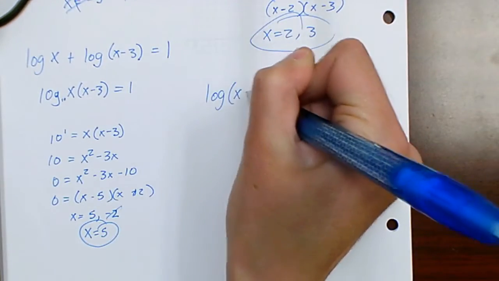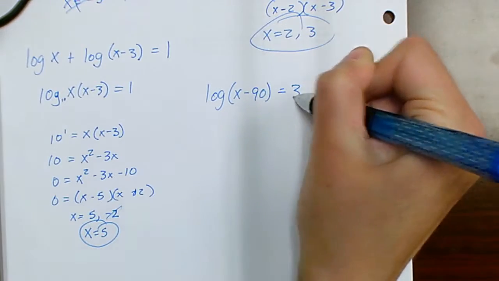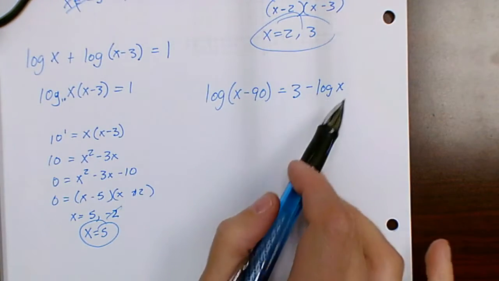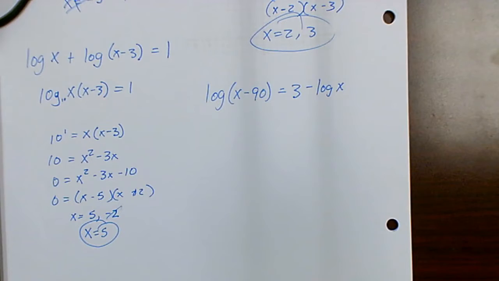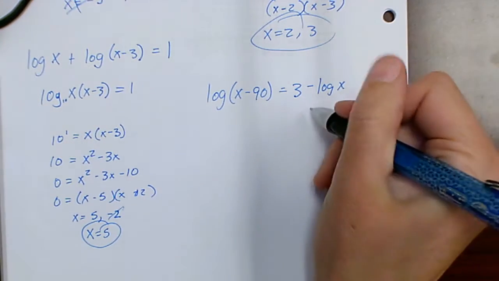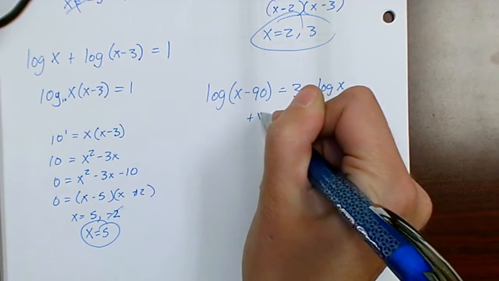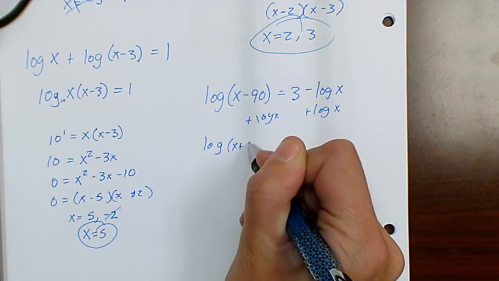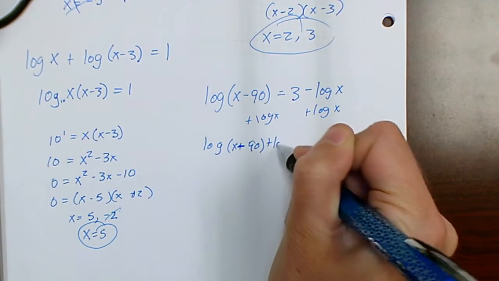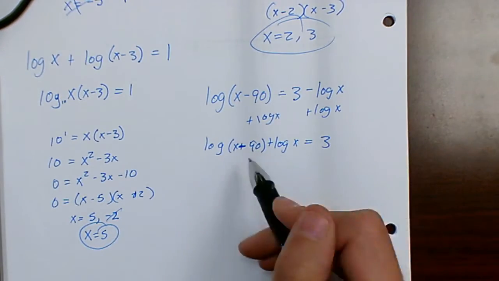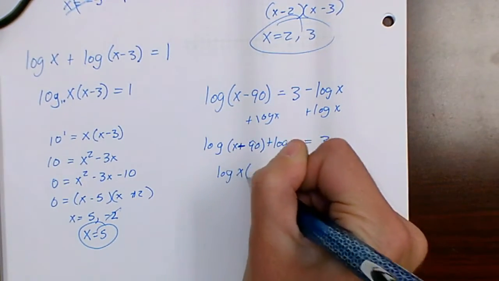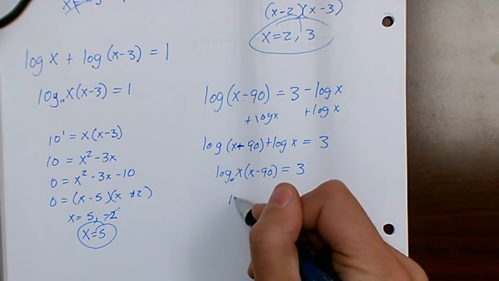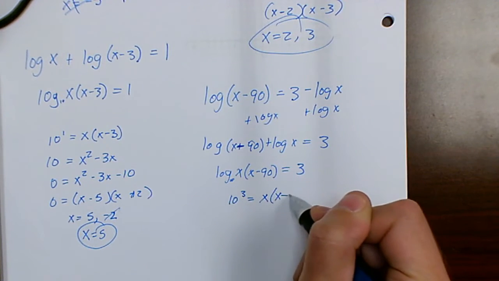Let's see here, log x minus 90 equals 3 minus log x. Now on this one, we cannot just drop the logs because this side is not completely a log. It's not a log with everything. So we must add the log over, and when we do that, that's log of x minus 90, plus log x equals 3. We can condense this, and that's why we took some time to learn how to condense. And then we can say, well, that's 10 to the third power equals x times x minus 90.